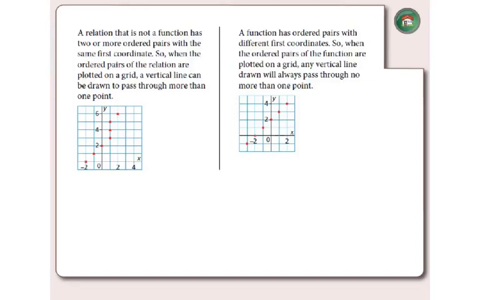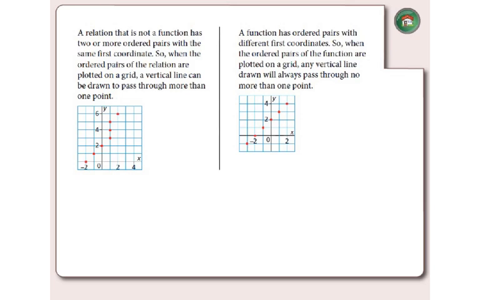Some of you may have already been able to see the pattern with whether or not a graph is a function from the first couple of slides, but here's the formal definition. A relation that is not a function has two or more ordered pairs where the first coordinate is repeated. What does that mean in terms of a graph?